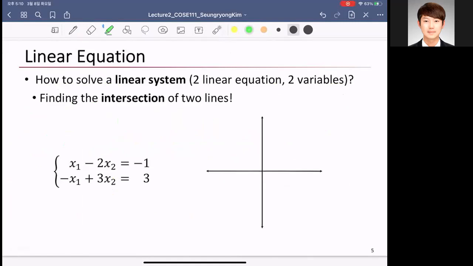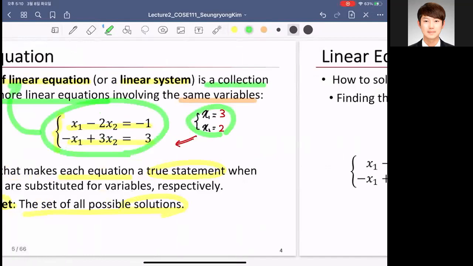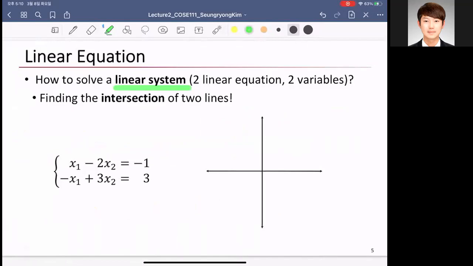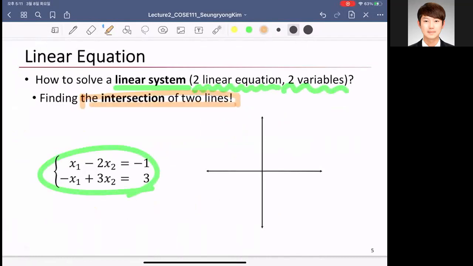But in some cases, there will be several kinds of possibilities in terms of the solution set. Before that, let's talk about how to solve a linear system like this, because you already know this one, right? Let's focus on two linear equations with two variables, as in the previous example. Solving the linear system is to find the intersection of the two lines.